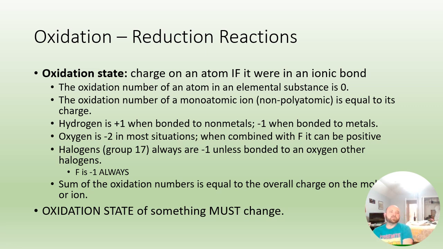For an oxidation reduction reaction to have occurred, the oxidation state of something in that reaction must change from the reactants to the products. So we must have a change in those oxidation numbers somewhere in order to claim that an oxidation reaction has taken place. Now, we'll practice on the next couple of slides counting some oxidation numbers in certain species, and then we will look at some of the reactions.